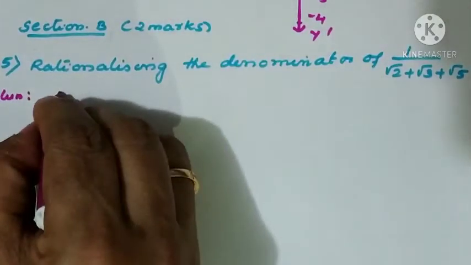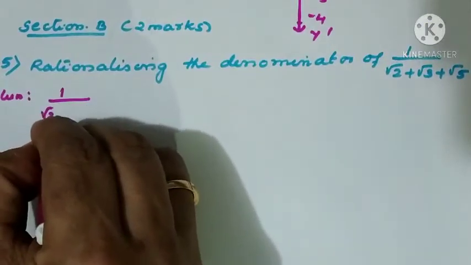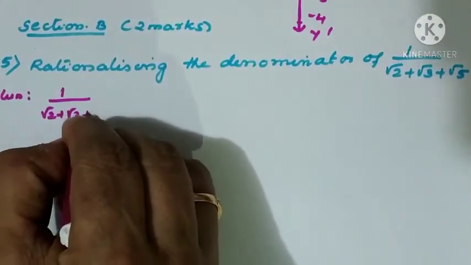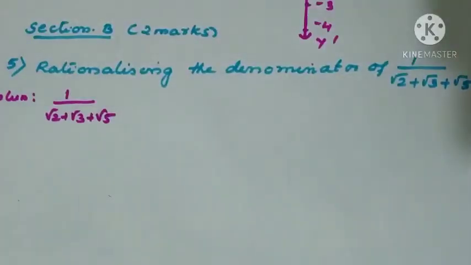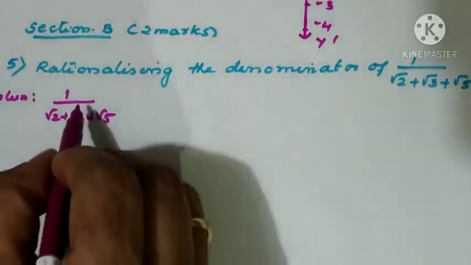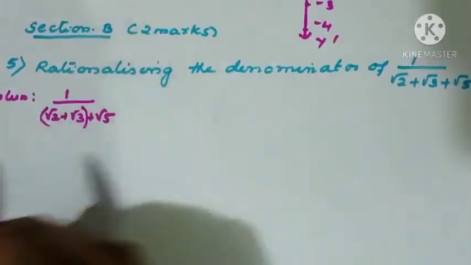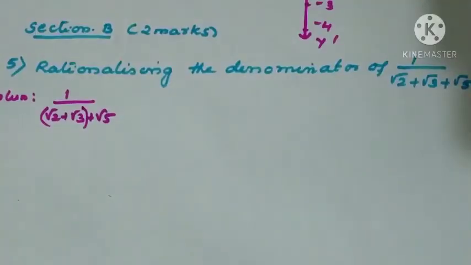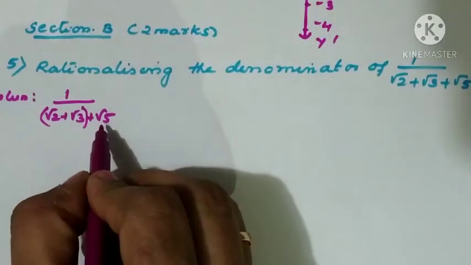Okay, what is the question? 1 by root 2 plus root 3 plus root 5. For such types of questions, we should take the first two terms in a bracket, that is root 2 plus root 3, and the third term as the second term only for us now. So that is root 5.